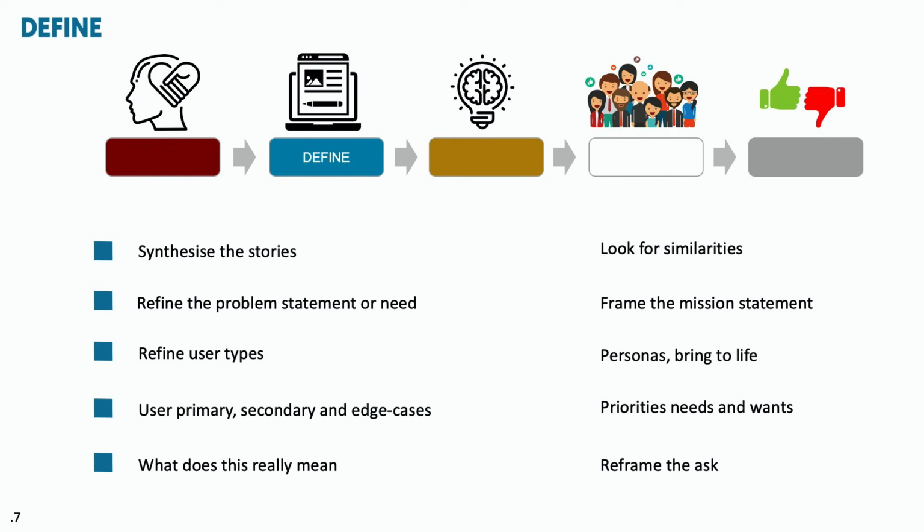The define cycle step seeks to help the Agile team identify similarities and patterns amongst the stories. By refining the problem statement or need, the Agile team has the opportunity to frame the mission statement, which makes clear references to specific user types that are then brought to life. Identifying the primary, secondary and edge cases helps the prioritization of the needs and wants. Finally, the define cycle step helps the Agile team refine the original goals to create a short statement that describes the purpose, or ask.